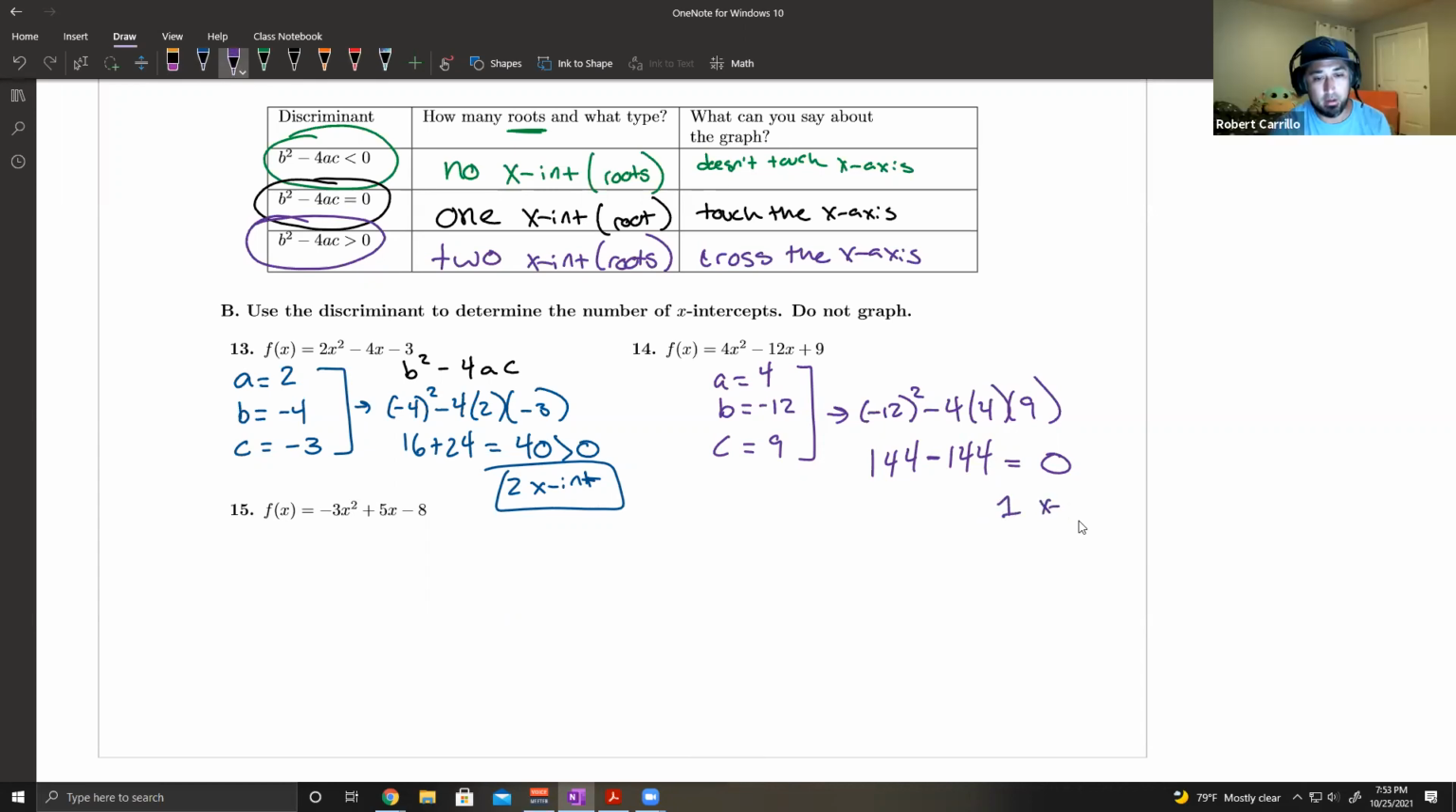1 x-intercept. So I'm assuming the next one's less than 0, so no x-intercepts. But again, we're short on time and we have a lot to cover, so let's keep moving. All right. Everybody good with those?